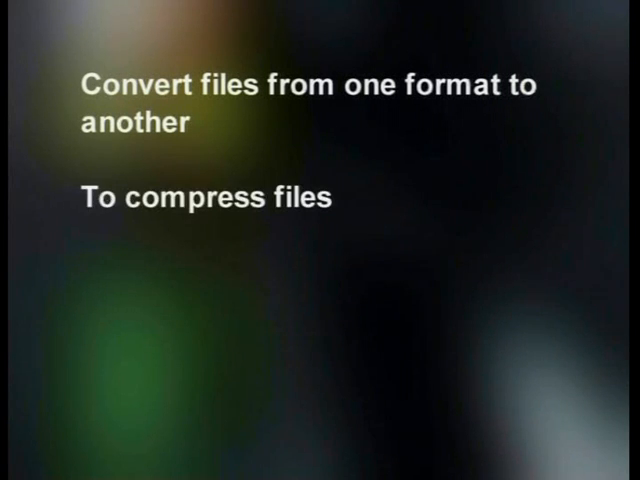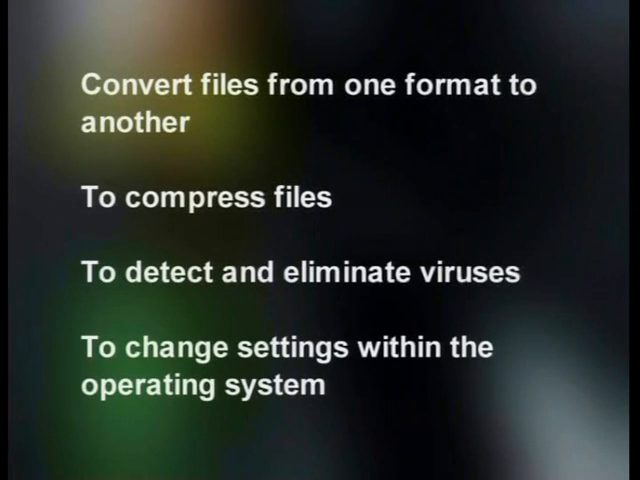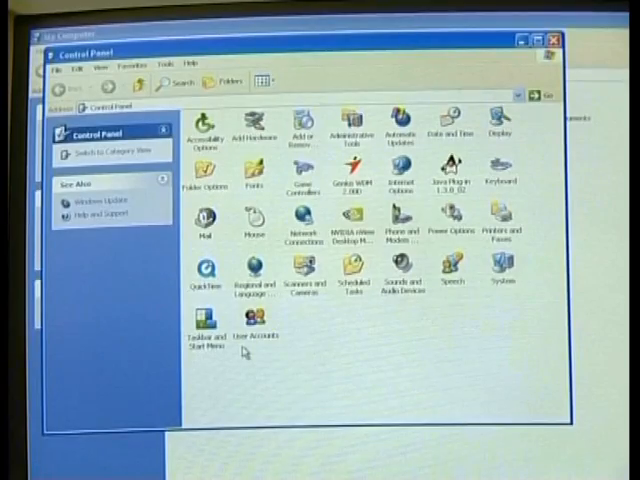For example, there are utilities to convert files from one format to another, to compress files, and also to detect and eliminate viruses. In fact, some utilities can even be used to change settings within the operating system. As new operating systems are developed, they often incorporate many of these utilities. Since we have loaded Windows on this machine, let's have a look at a few of the standard utility programs that come with a Windows operating system.